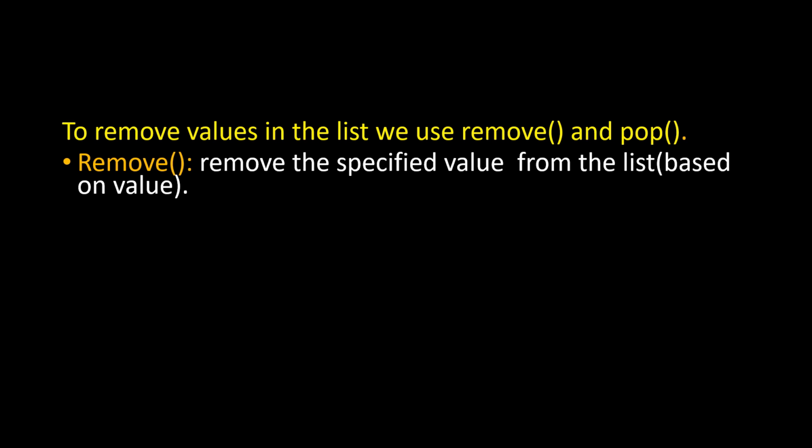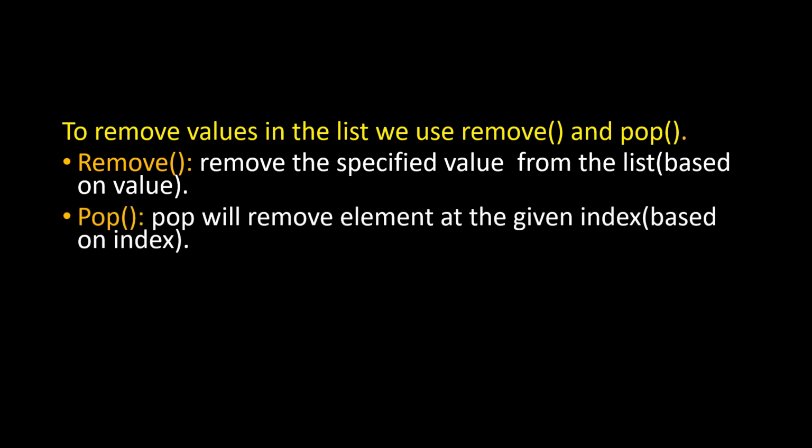Now, if I want to remove the values in the list, we will use either remove method or pop method. So when to use remove and when to use pop, let's see. If I want to remove the specified value from the list, then I will use remove method. And if I want to remove the element based on the given index, then I will use pop method. So based on value, I will use remove method. Based on index, I will use pop method.